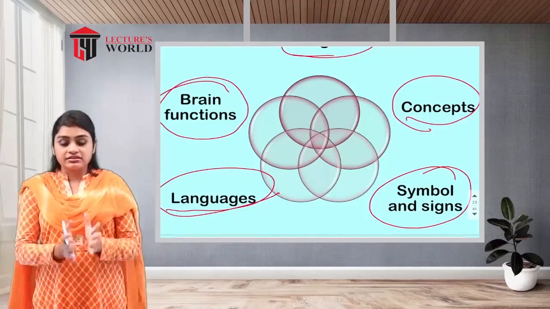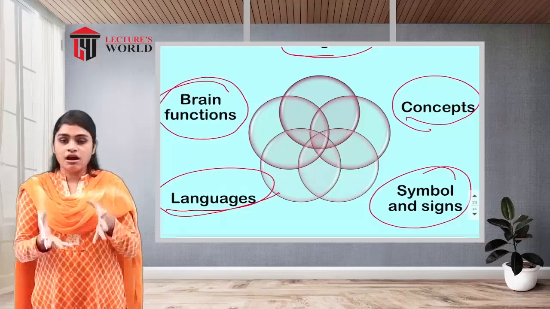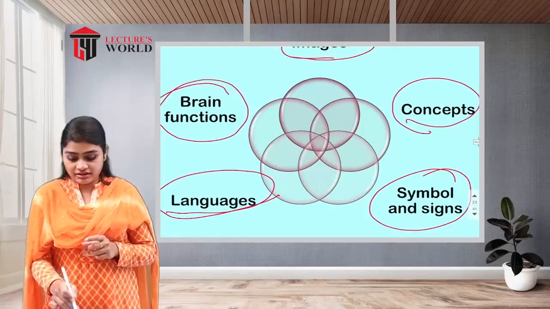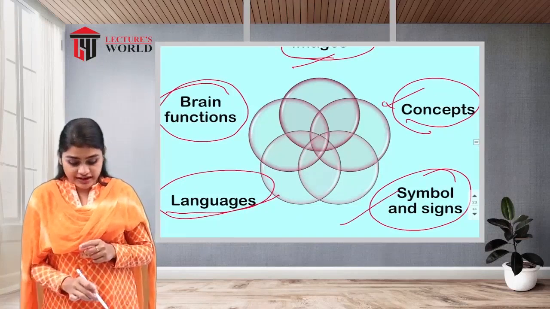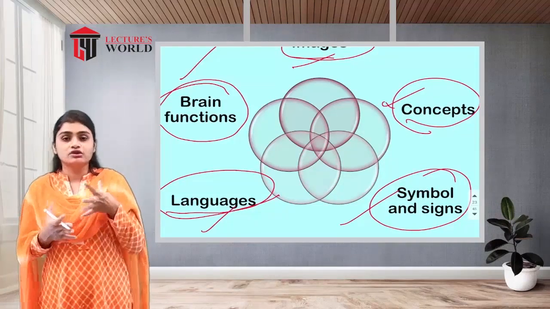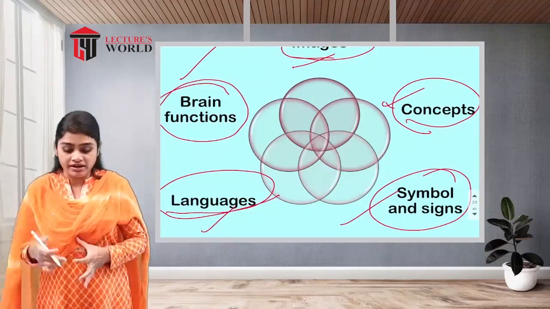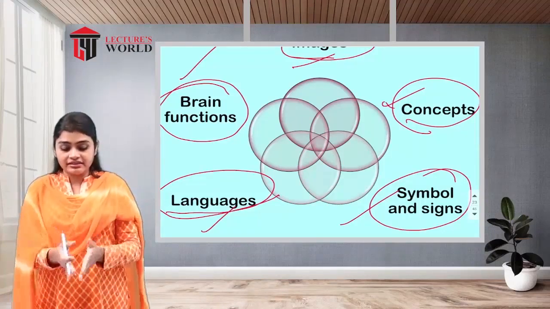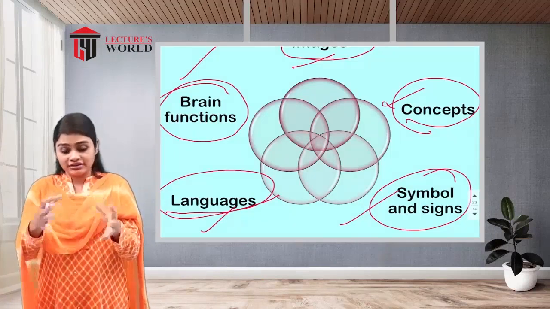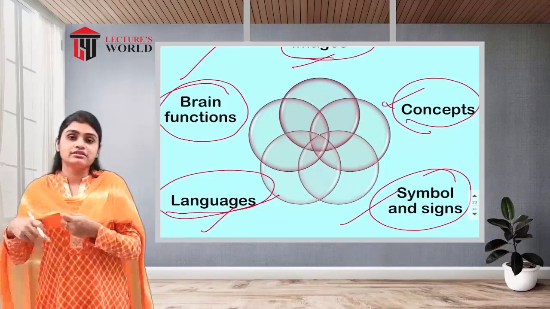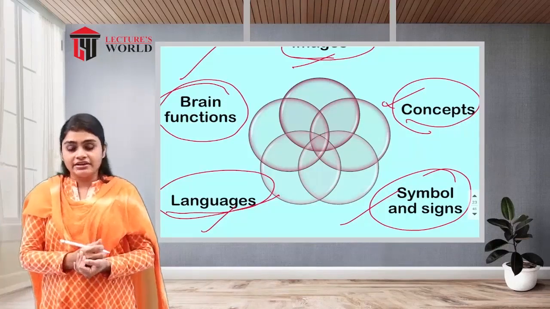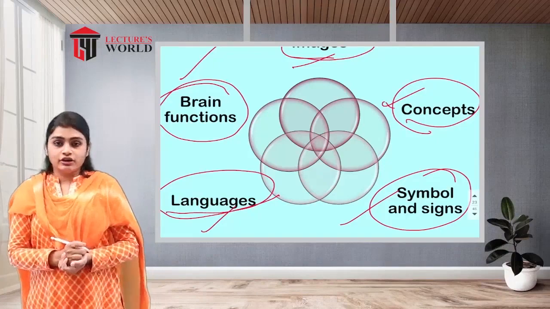So these are all the elements involved in our thinking process: images, concepts, symbols and signs, languages and brain function. When we think, when the thought process starts in our mind, at the same time all these things are gathered to initiate the thought process in our mind. So those are the elements for development of thoughts.